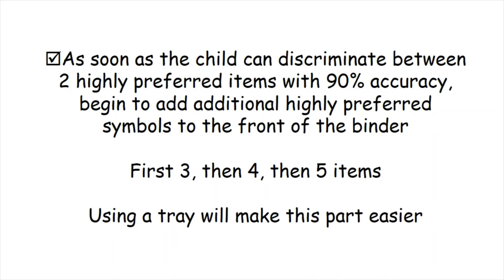As soon as a child can discriminate between 2 highly preferred items with 90% accuracy, then you can begin adding additional highly preferred symbols to the front of the binder. You would move to 3, then 4, then 5. I find using a tray makes this part easier because it's very, very difficult to hold 5 items in your hand and block if they reach for the wrong one. It's also harder to see which one they're reaching for if you've got everything in one hand.